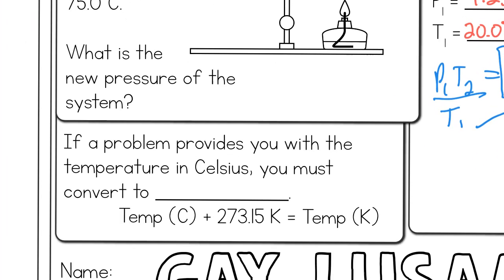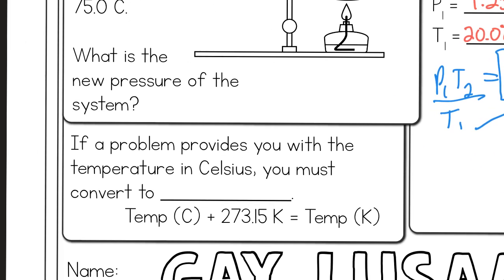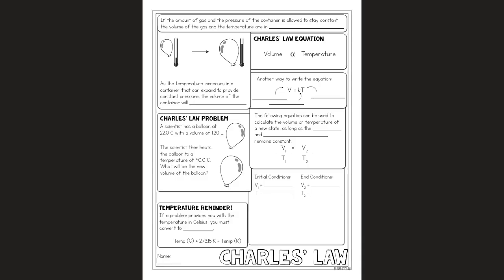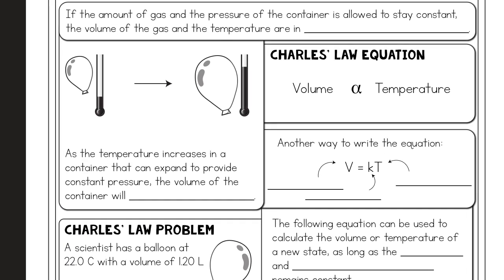Remember, if a problem provides you with temperature in Celsius, you must convert to Kelvin. Let's go on to the next law. The next one is Charles's law. So if the amount of gas and the pressure of a container is allowed to stay constant, the volume of the gas and the temperature are in direct proportion.